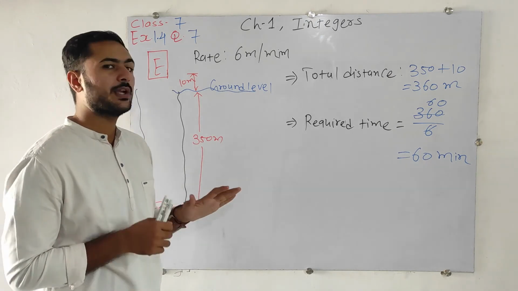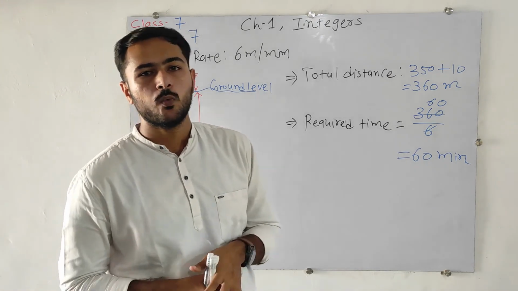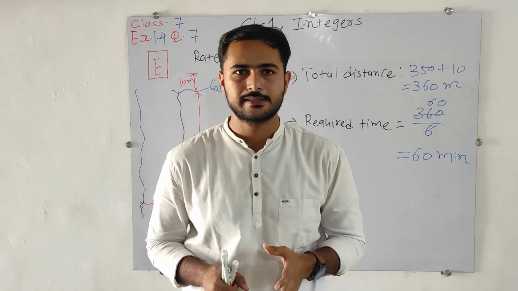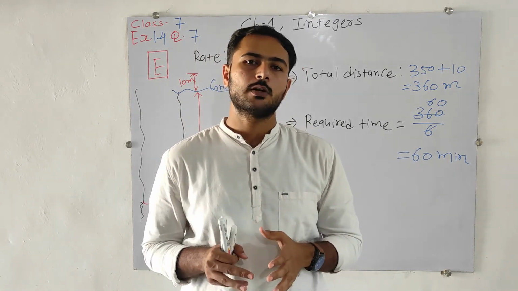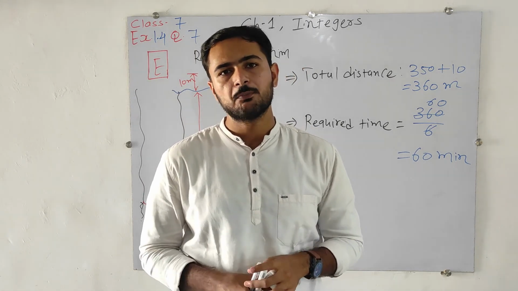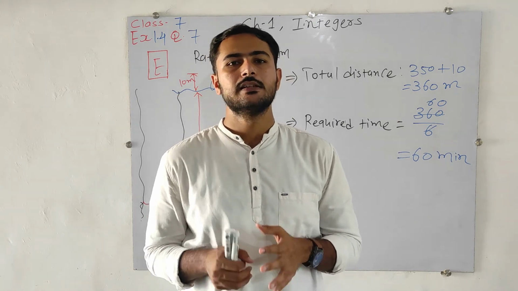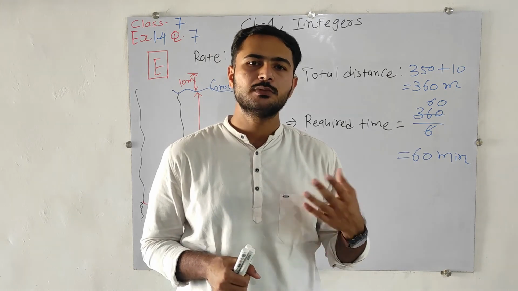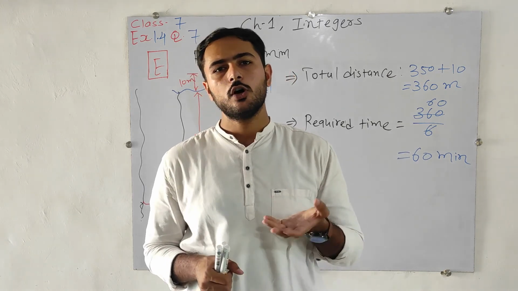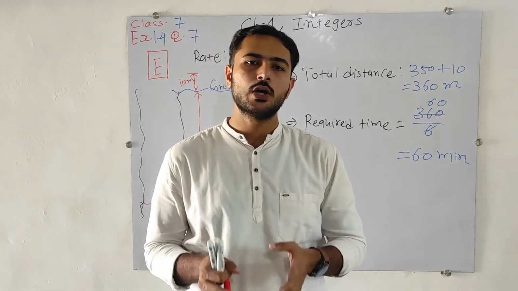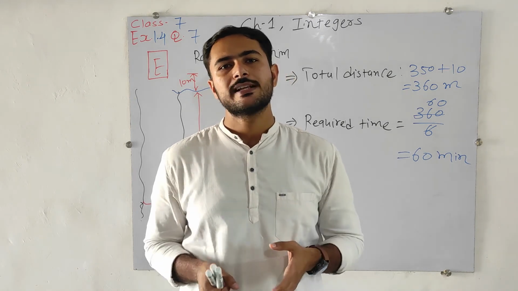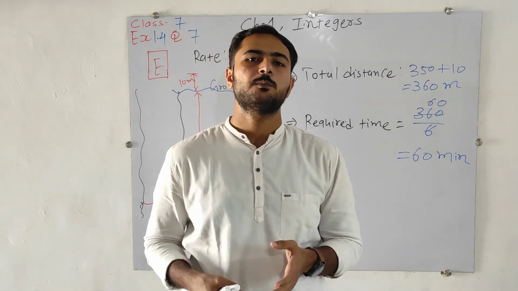Fine. Here we have completed chapter number 1 of grade 7, class 7. So integers, chapter number 1, that is totally completed. Now just don't forget to complete the worksheet, as well as if any question remained from the previous worksheet or previous exercise, please complete it by today only, because from tomorrow's lecture we are going to start the new chapter, chapter number 2.